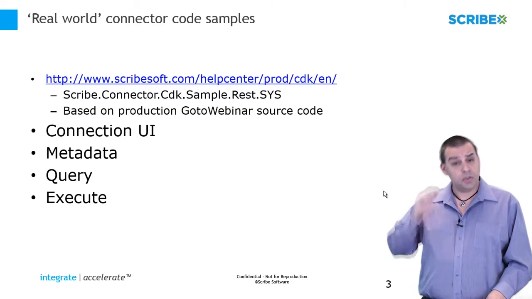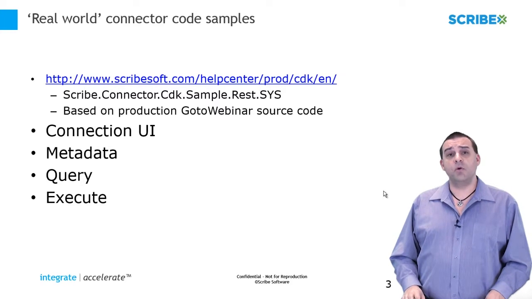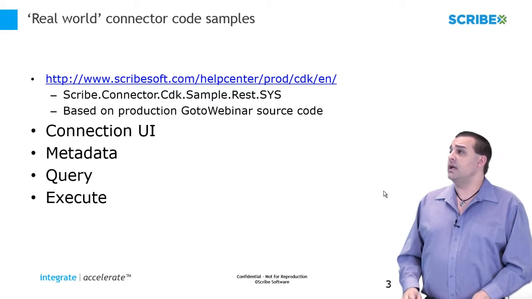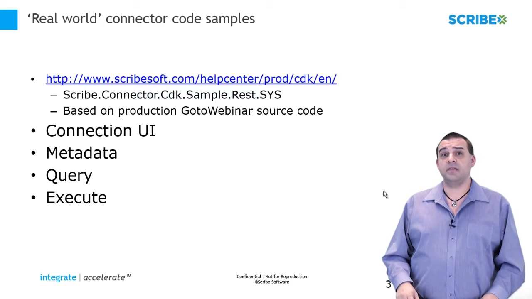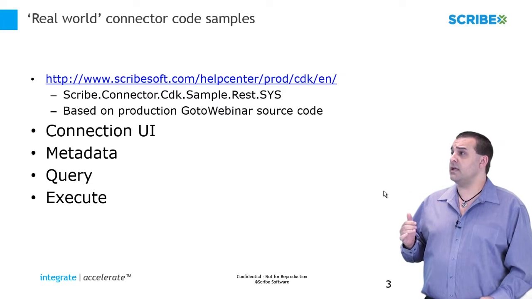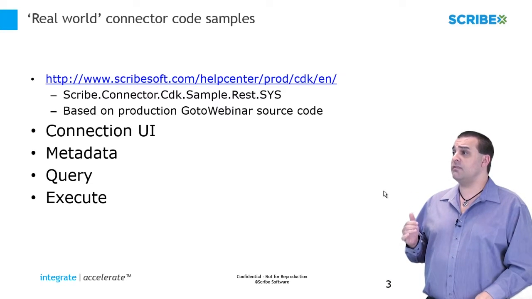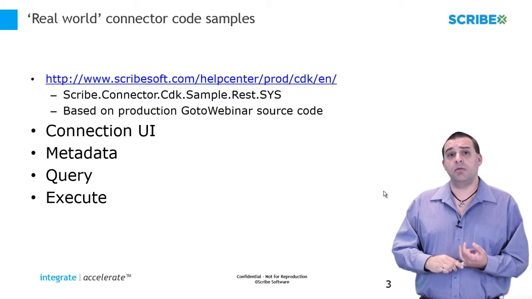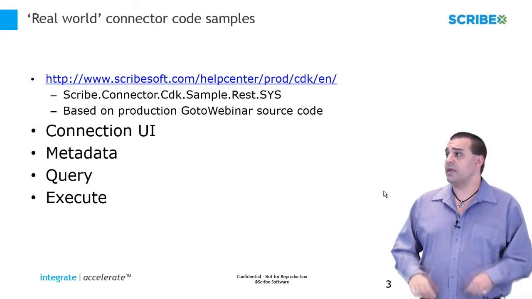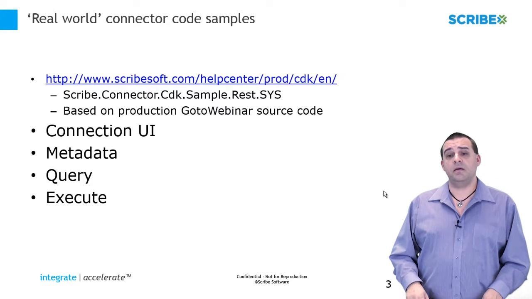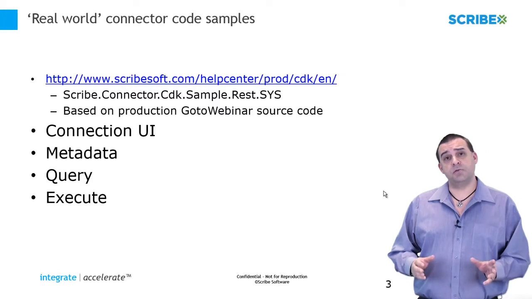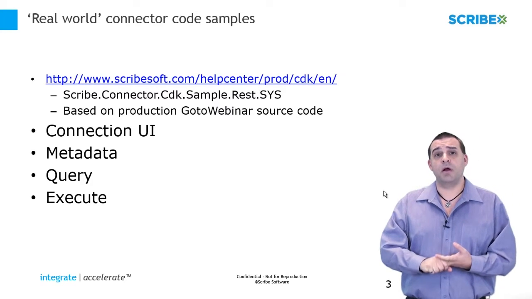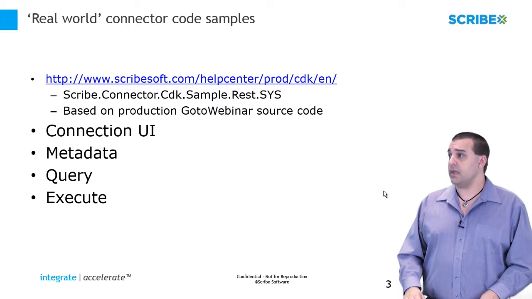So, for a real-world example, as you know, we have a series of connectors in our marketplace that include the GoToWebinar connector. Our GoToWebinar connector is actually included in the Scribe CDK as a sample. So here again is the website to get to the CDK. Within the CDK there is a project called the REST-sys sample. It is the full production source code for our GoToWebinar connector, which accesses the GoToWebinar REST web services.